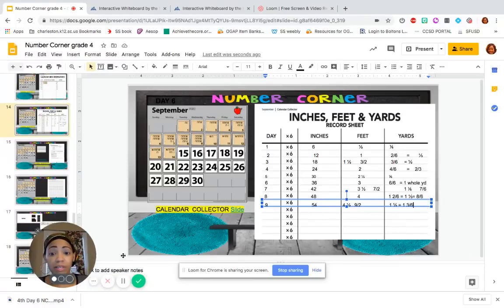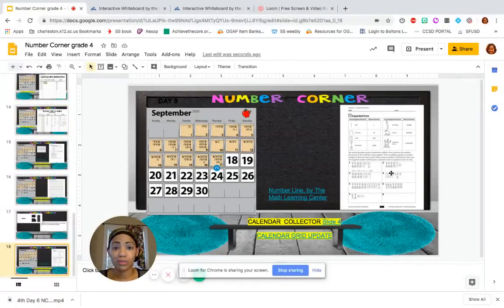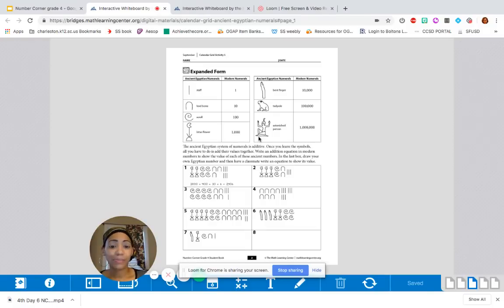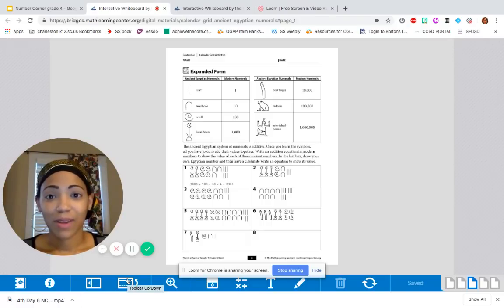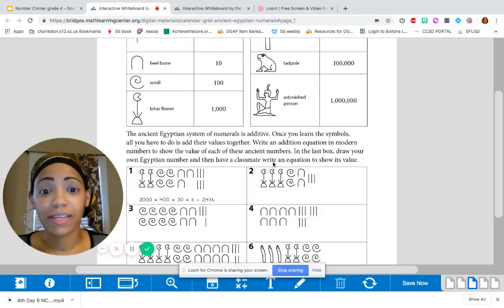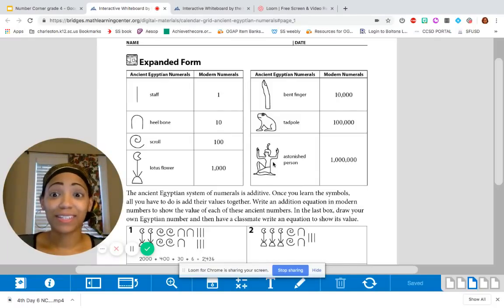Very good. Well, today we're going to do another workbook page. So I want you to get out your number corner workbook, and I want you to open it up to page 2. It's going to look like this. It's called expanded form. Are you with me? All right. First things first, we're always going to study our key. So take a moment and do that. Yeah, it looks like we have some new Egyptian numbers. You're right.